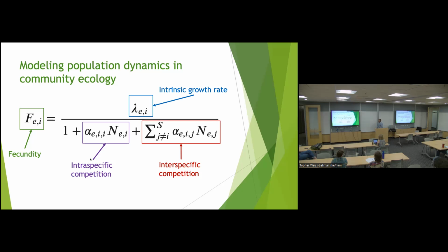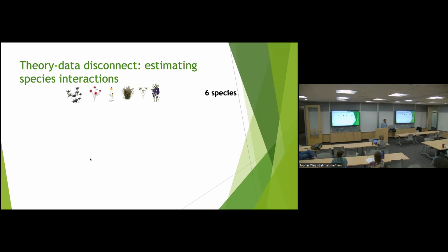And I bring this up because I just want to point out, you can see that this is going to start incorporating a lot of these different pairwise species interactions, these alpha terms. So essentially you need an alpha term for each interacting species in the community, as well as that intraspecific alpha term. And this can be kind of problematic with a lot of the data sets that we have in community ecology and lead to this kind of disconnect between the theory that we're developing and the data we have available, because estimating these species interactions can be quite difficult.